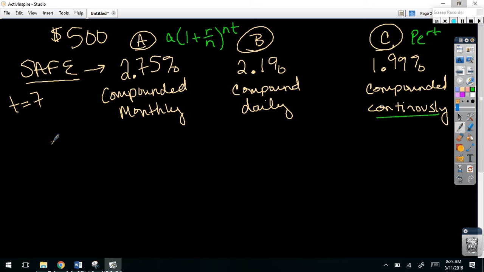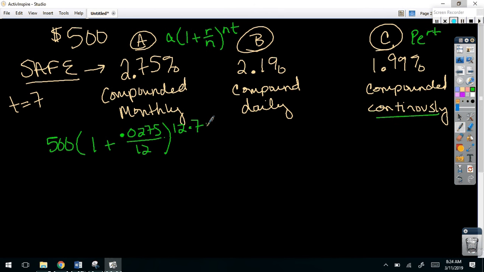All right. So you got for scenario A, $500 times... Don't forget to move that decimal for the percent, right? 0.275. Monthly would be what? What would your N be? 12. And then we need 12 times 7.